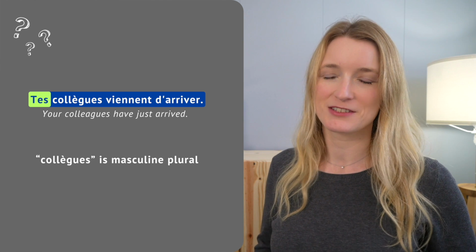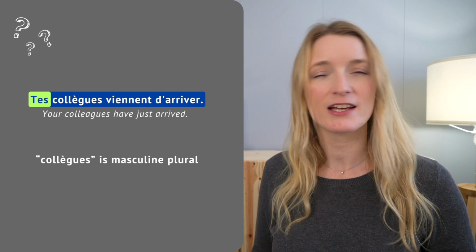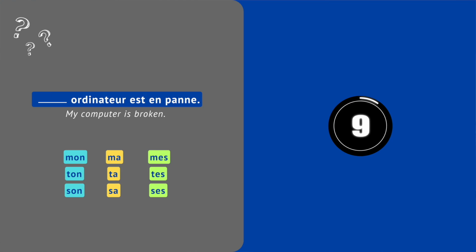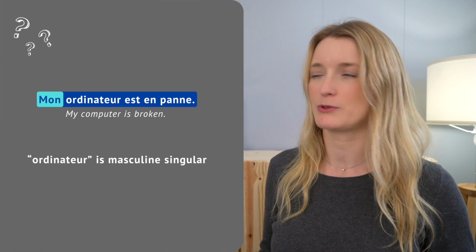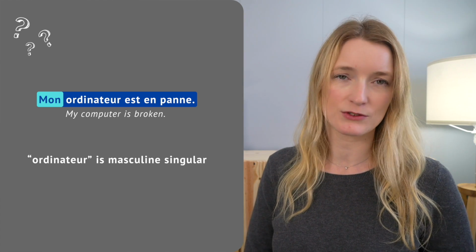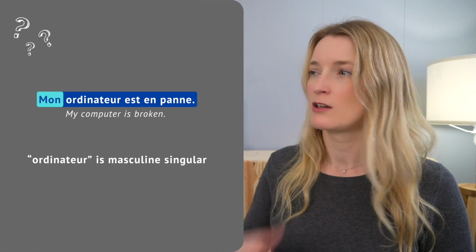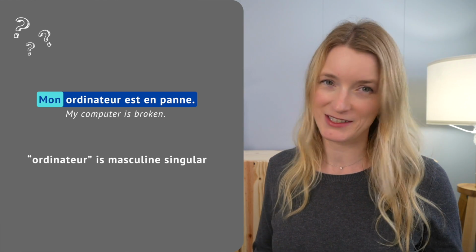For the first one, we have tes collègues viennent d'arriver. Tes collègues, because collègues is plural and your is tes. The second one, mon ordinateur est en panne. My computer. So mon, because ordinateur is a masculine singular noun, but it doesn't matter too much. The thing that matters is that it starts with a vowel, so it's mon anyway.